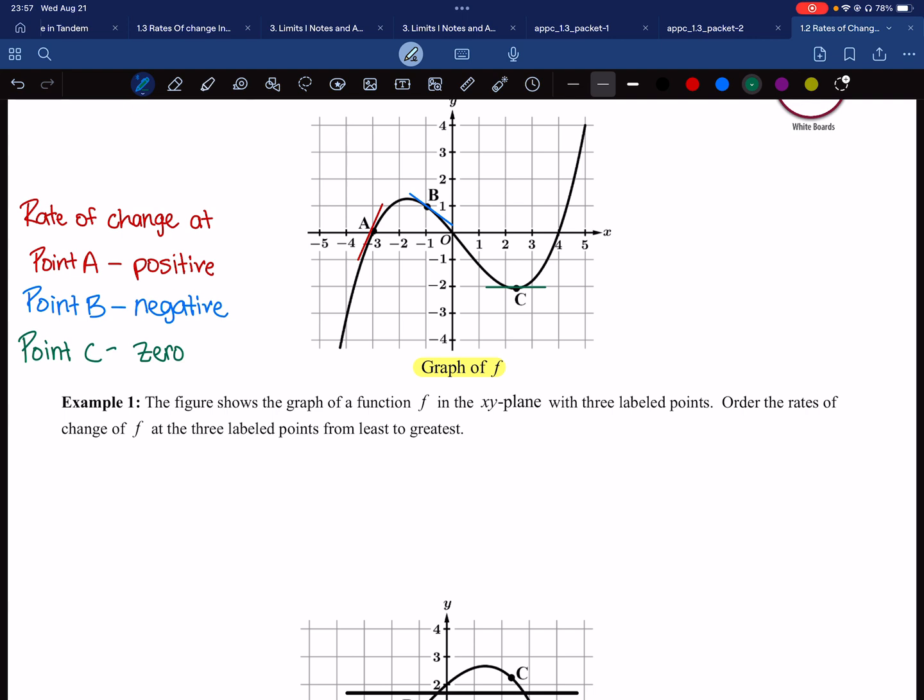Now we need to put these in order from least to greatest. If we're putting them in order from least to greatest, the smallest one is going to be our negative value. Our next one would be our 0 slope. And our biggest rate of change is going to be our positive value. And so this would order our rates of change from least to greatest, from small to big.